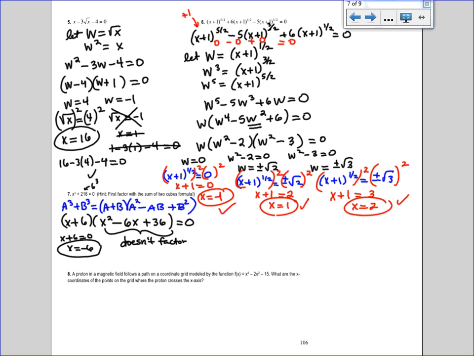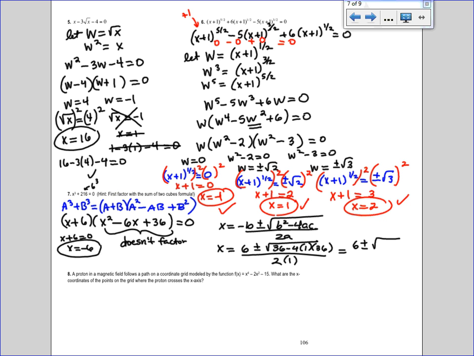You use the quadratic formula. x equals negative b plus or minus the square root of b squared minus 4ac, all over 2a. So I get negative 6 to positive 6. B squared is 36 minus 4 times 1 times 36, all over 2 times 1. So this is 6 plus or minus the square root of, when you multiply all that out and subtract, negative 108, divided by 2.